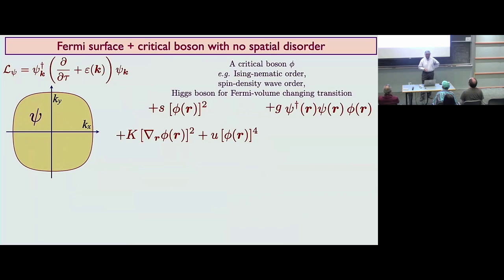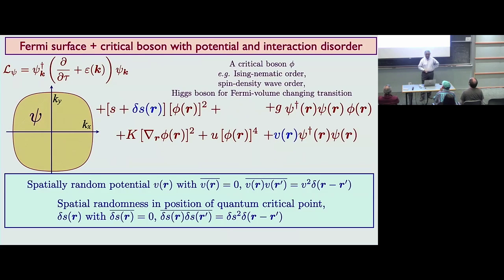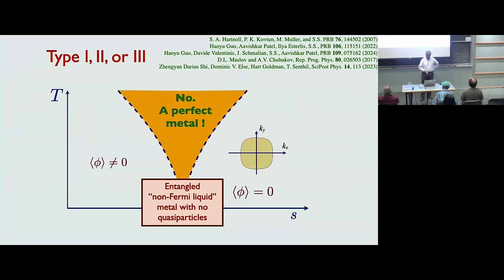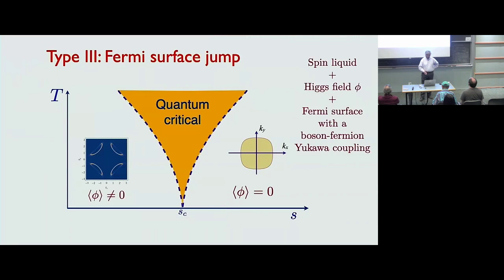Sorry, this is getting a bit technical for this audience, but I'll skip through this quickly and then come to black holes. This is the kind of theory you write down in the absence of disorder, and then you put in some disorder, some random potential for the fermions, but you also have to put in some randomness in the position of the quantum critical point. This point here, this SC, could be at different locations at different points in the sample, and that turns out to be the most important thing to study.